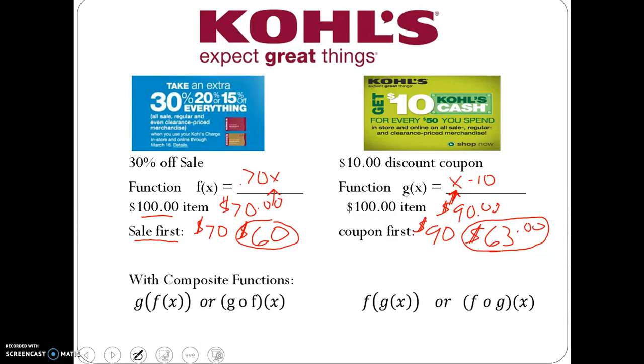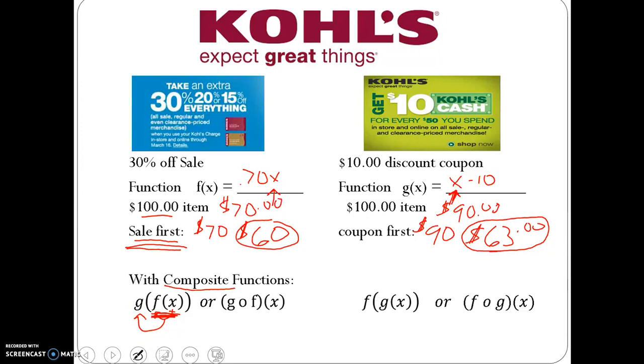As a composite function, what we're doing is we're sticking one function inside of another one. And so with the first scenario, with the sale first, because that's the f of x, we would take the x and apply the f of x function first, which means we took the x and we stuck it into the f of x function first, and we got that answer. Then we took that entire answer and stuck it into the g of x function.